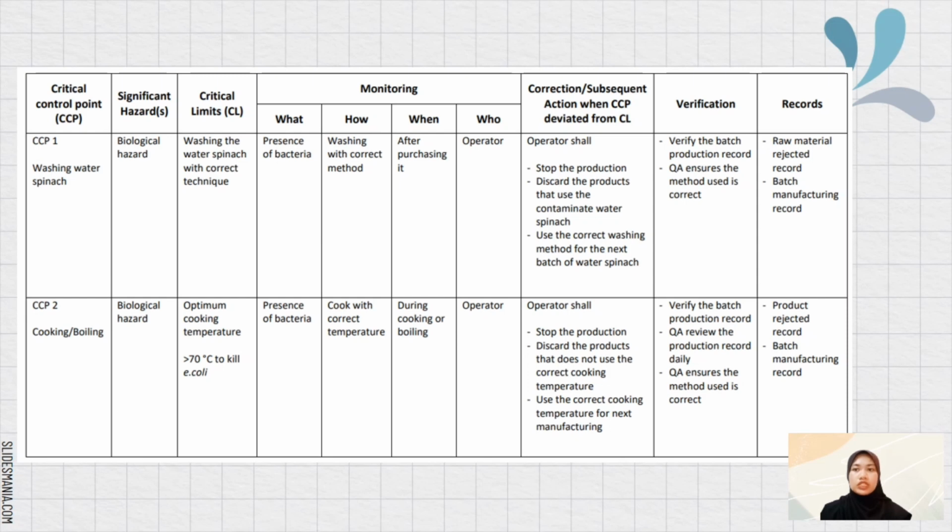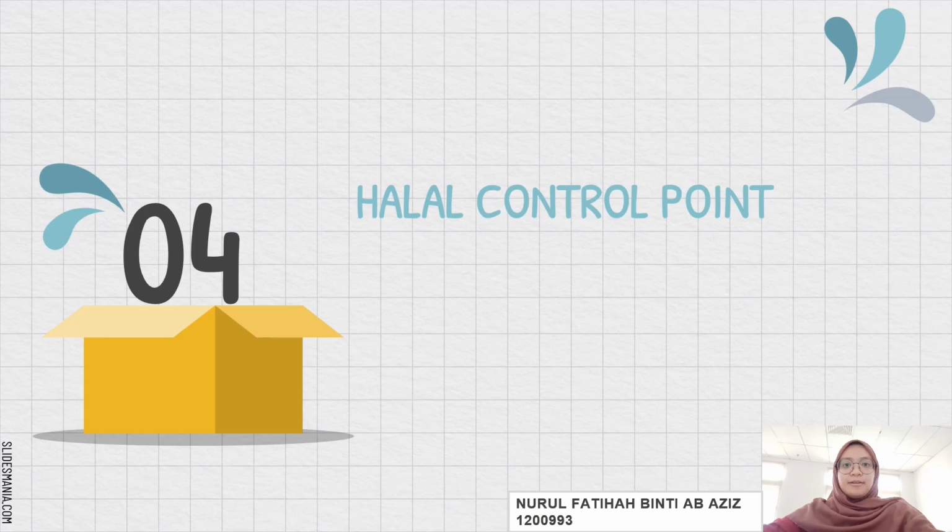As for verification, the QA should verify the batch production record, review the production record daily, and ensure that the method used is correct. For the records, we need product rejected record and batch manufacturing record. Now we proceed to halal control point.